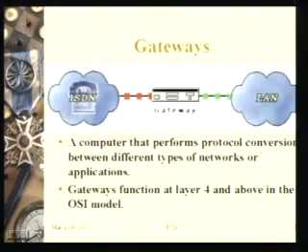Gateways are also in a similar category. A gateway is a computer that performs protocol conversion between different types of networks or applications. Gateways function at layer 4 and above in the OSI model. So gateways basically operate for point to point or end to end kinds of communication.